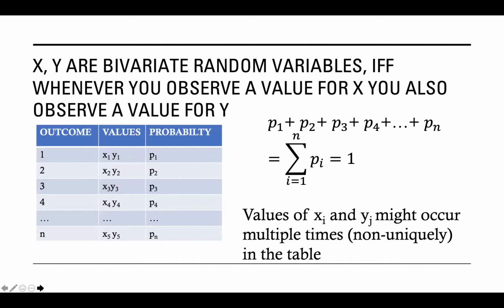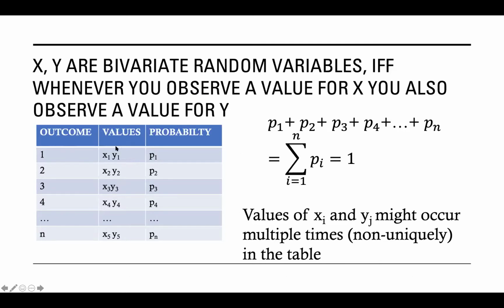All right, we started out with one random variable. Now let's get two random variables, x and y. We say x and y are bivariate random variables if whenever you observe a value for x, you also observe a value for y. So if you ever see a value of x, simultaneously you get a value of y. These are bivariate random variables.